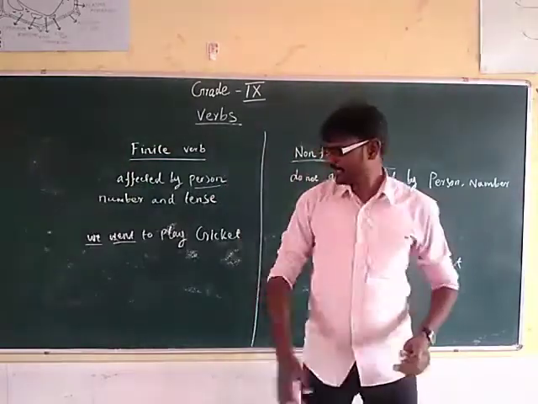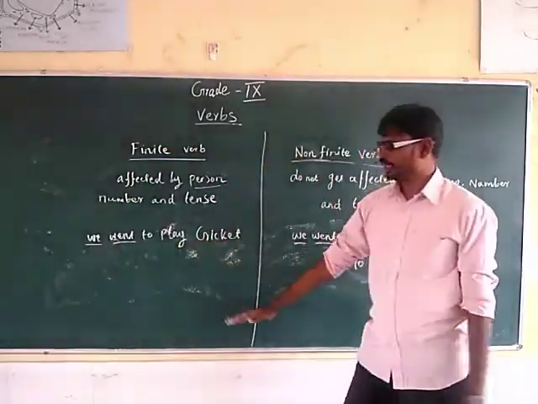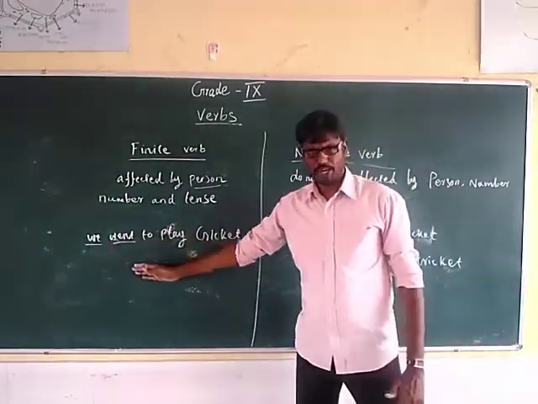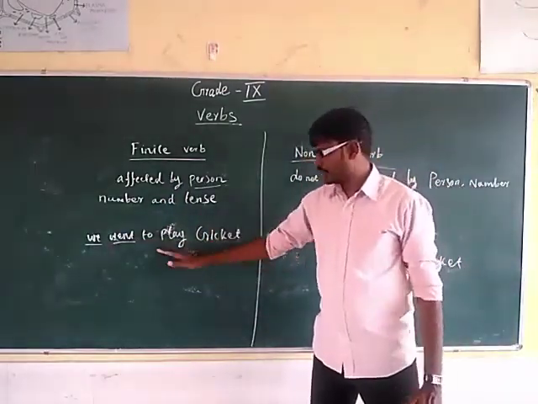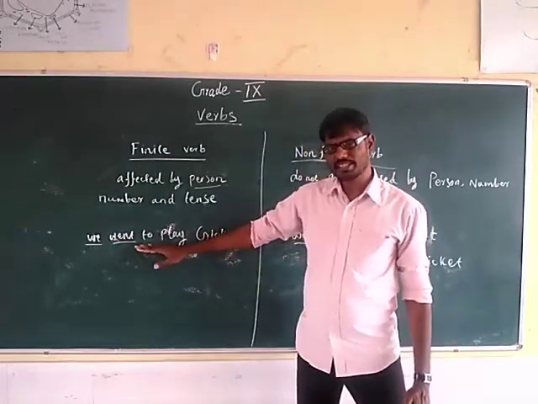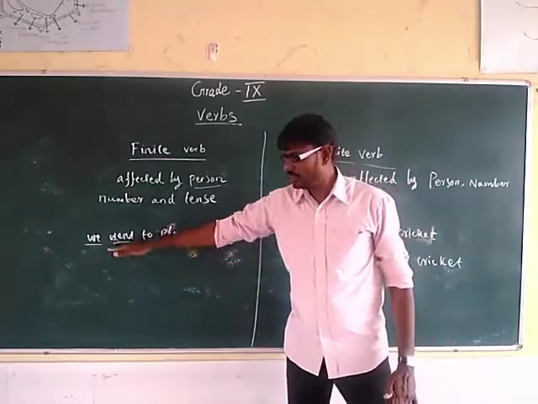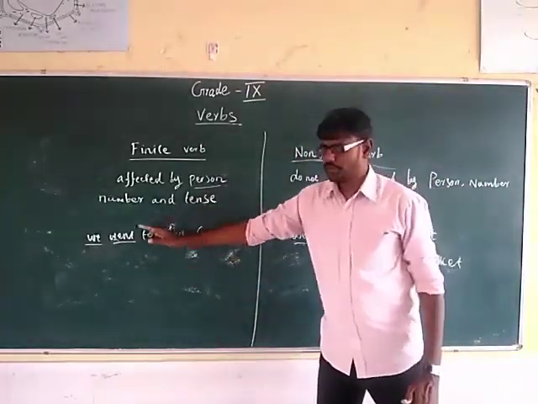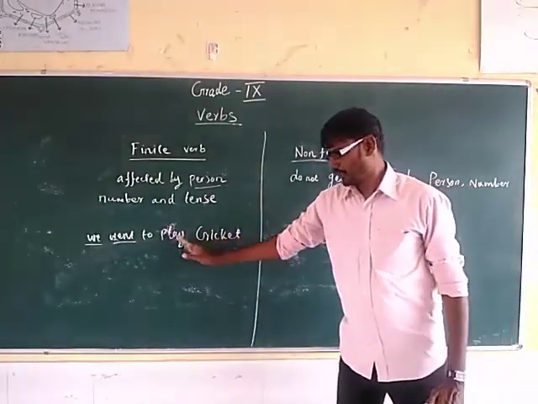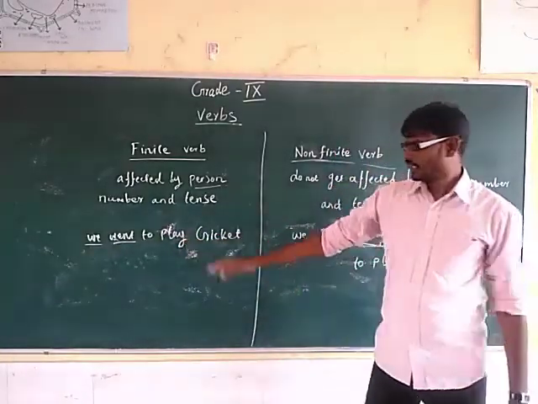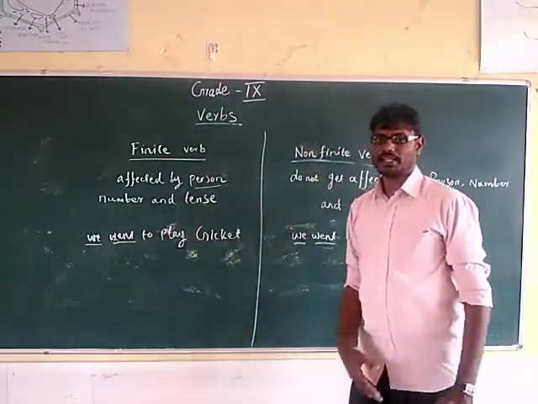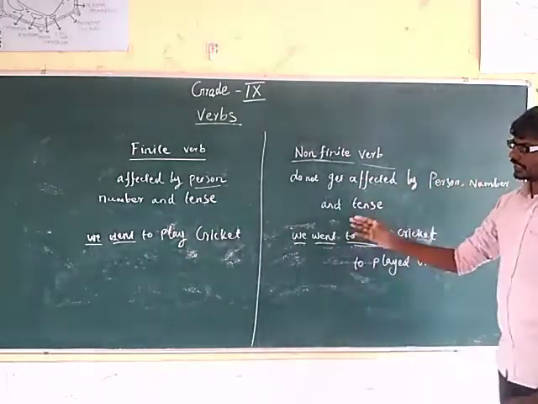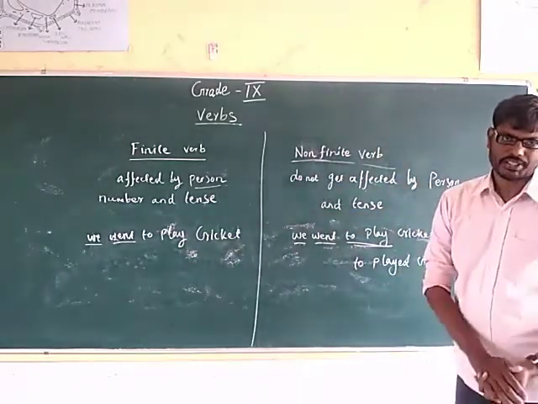A very simple example you can use is: we went to play cricket. Here you have two verbs, went and play. But play cannot give the complete meaning, so it is not the main verb. The main verb is went. If you change the tense of went, it still gives the meaning. But if you try to change the tense of the verb play, it does not give the complete meaning. So this is a non-finite verb. This is the difference between finite and non-finite verbs.